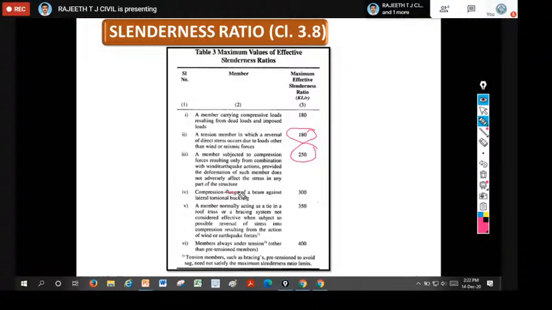Then for the compression flange of a beam against torsional buckling, the value is 300. In a similar way, for members normally acting as a tie member in a roof truss or bracing system, not considered effective when subject to reversal of stresses resulting in compression, the value is 350. For members always in tension, other than pre-tension force, the value of lambda is given, okay, for your GATE and other examinations also.